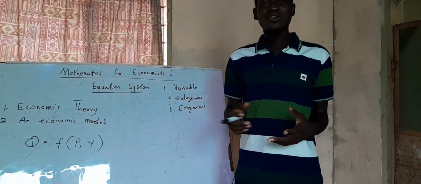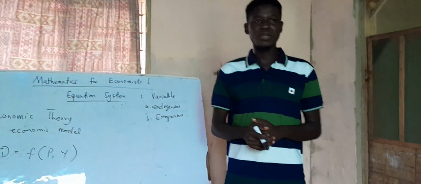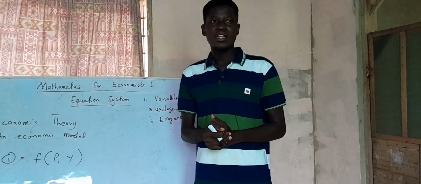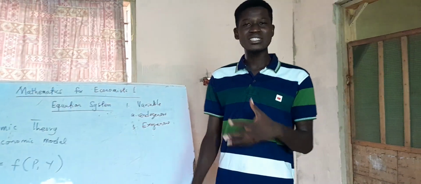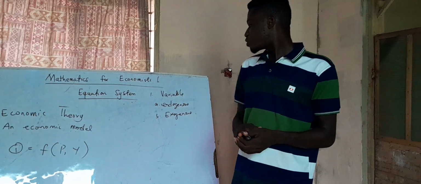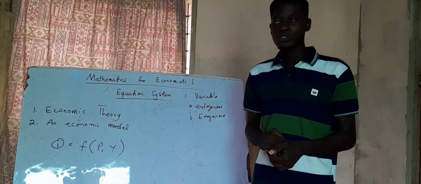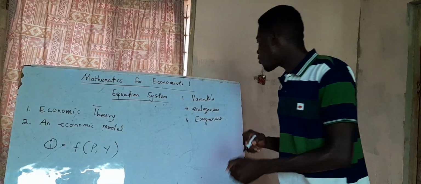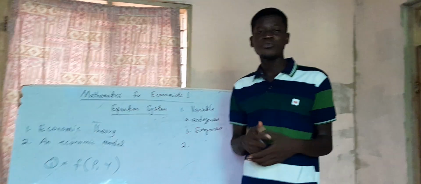An example of an endogenous variable can be national income. Okay, you look at your consumption function. You have consumption and national income, and an example of an exogenous variable can be government expenditure. Good.